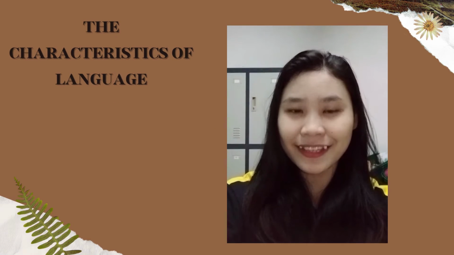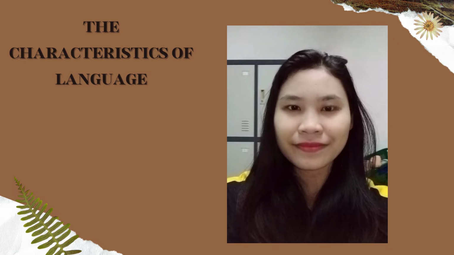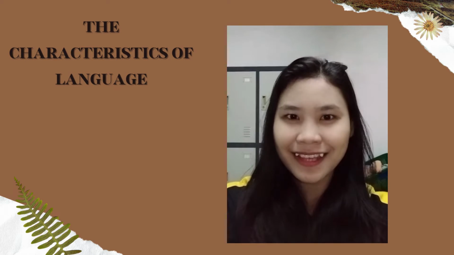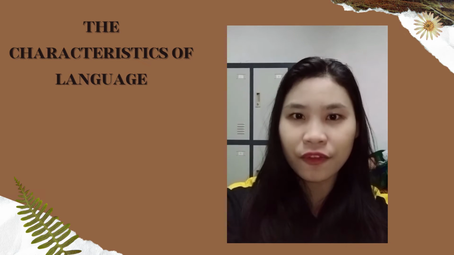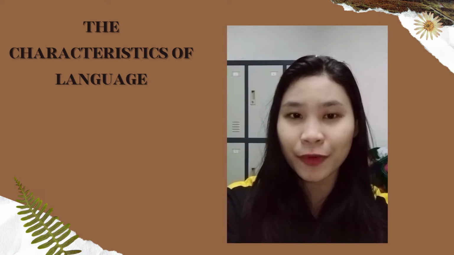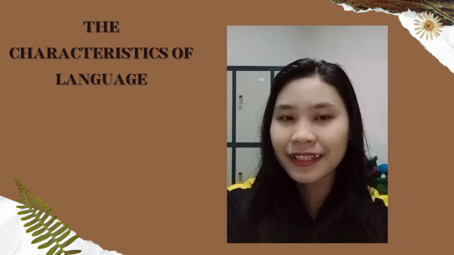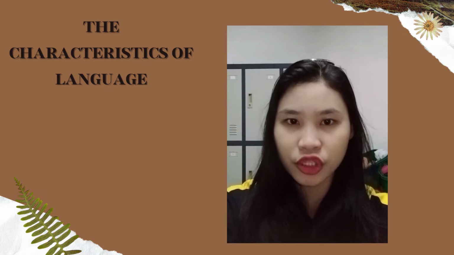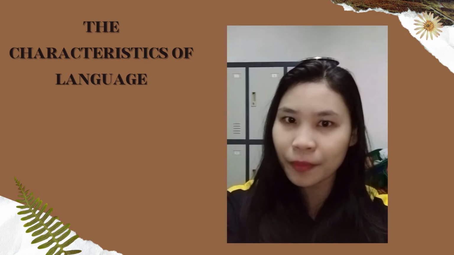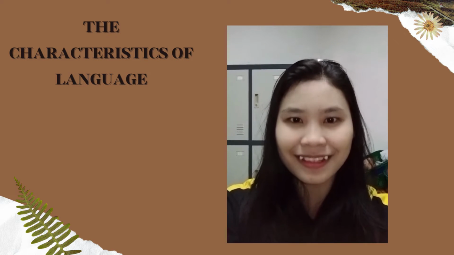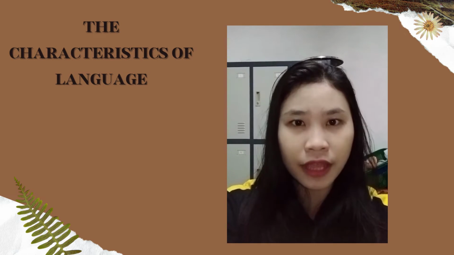Number 1 is language is a system. Language is a system of conventional spoken, manual sign, or written symbols by means of which human beings, as members of a social group and participants in its culture, express themselves.